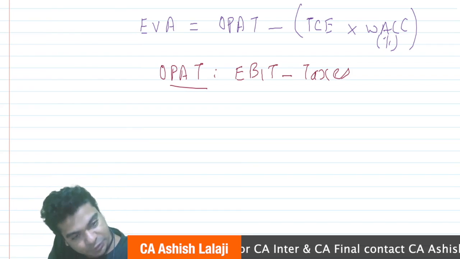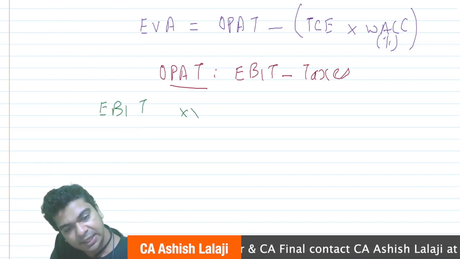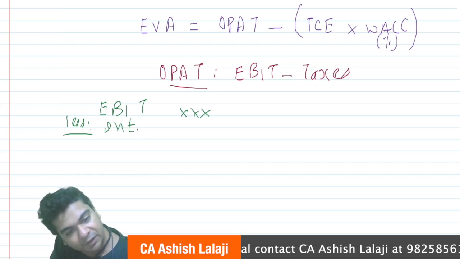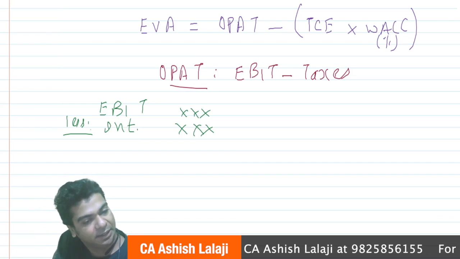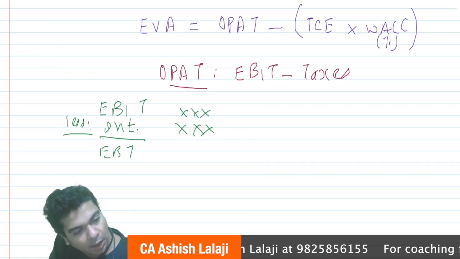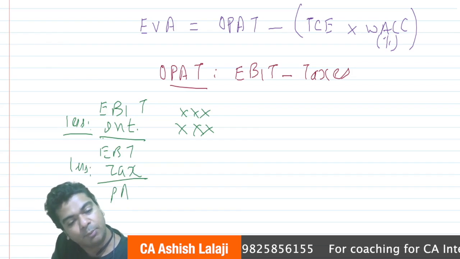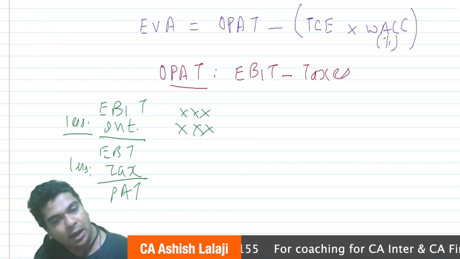Normally in accounts, we take EBIT and from EBIT we deduct the interest. Once the interest has been deducted, you get the EBT. Once you get the EBT, from that you deduct the tax, and then you get the profit after tax, and so on. This is what we normally do in accounts.